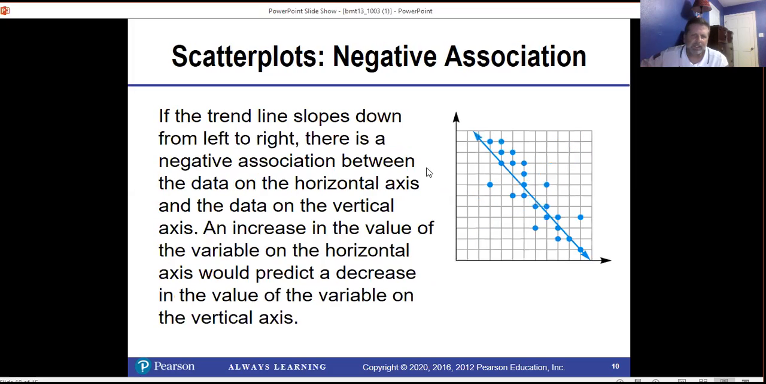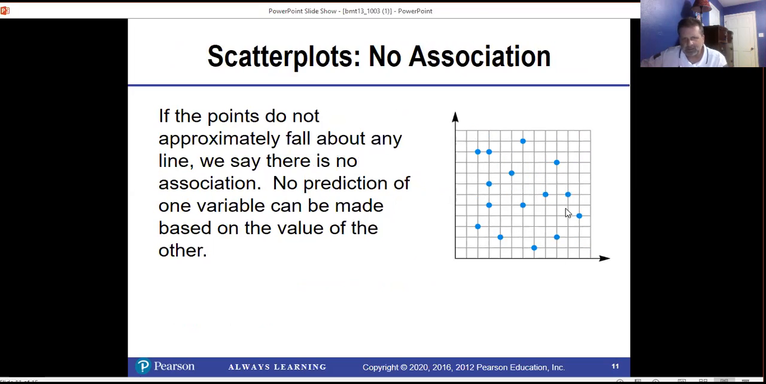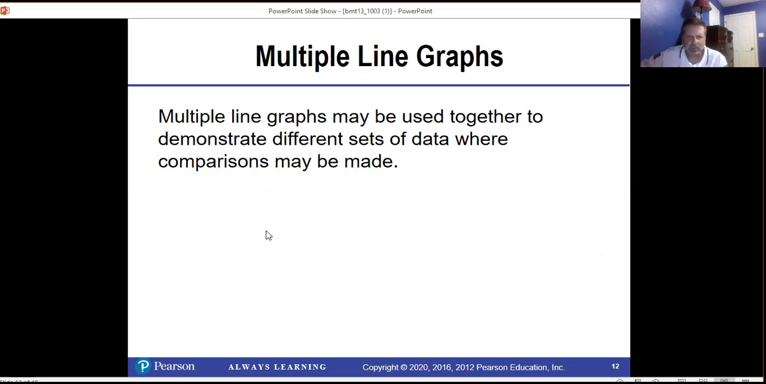If the points are going down or trending down, you have a negative association, and they give all this definition for this, but this is your negative association here. And then if there's no trend going up or down, and the dots are all over the place like this, there's no trend. You can't tell if it's going up or going down. This is what's known as no association. It says if the points do not approximately fall about any line, you can't get a trend line anywhere. You can't make a prediction. Information's all over the place, so there is no association.